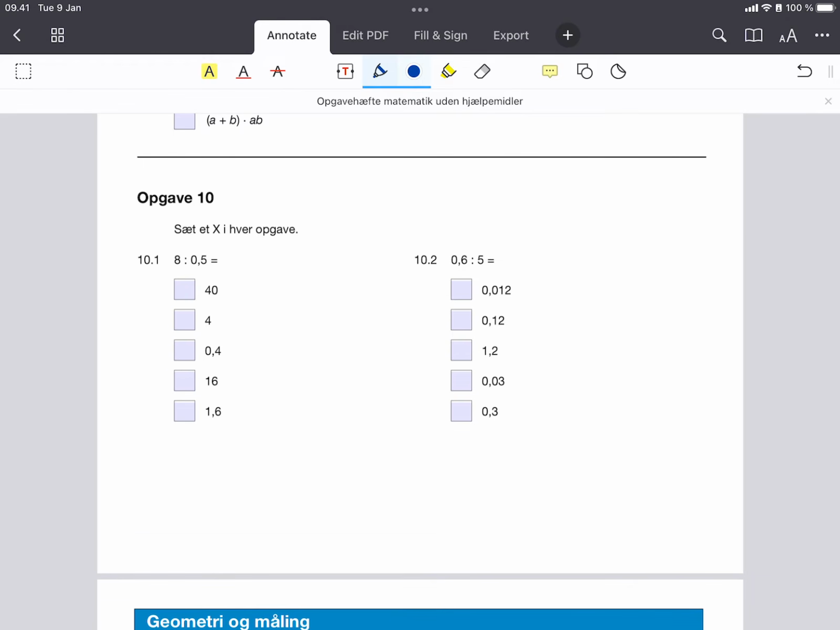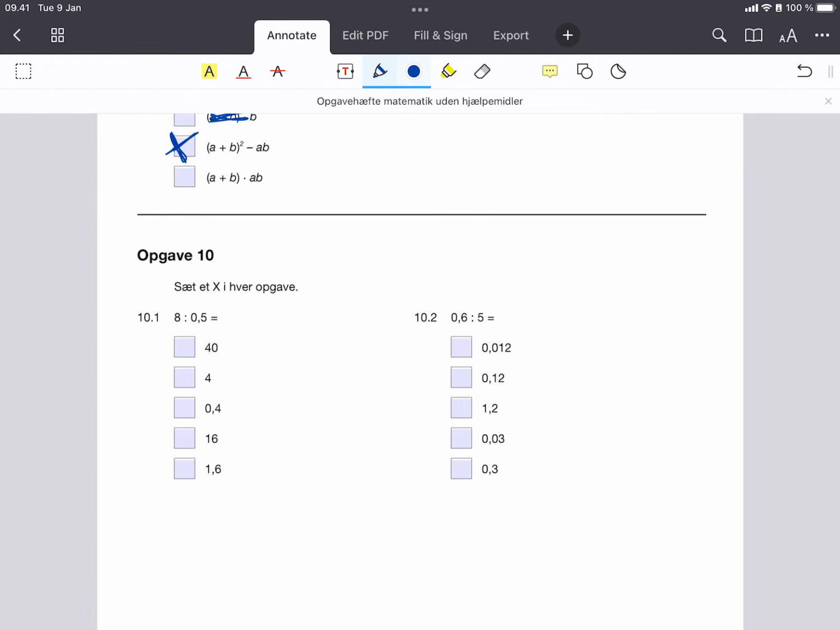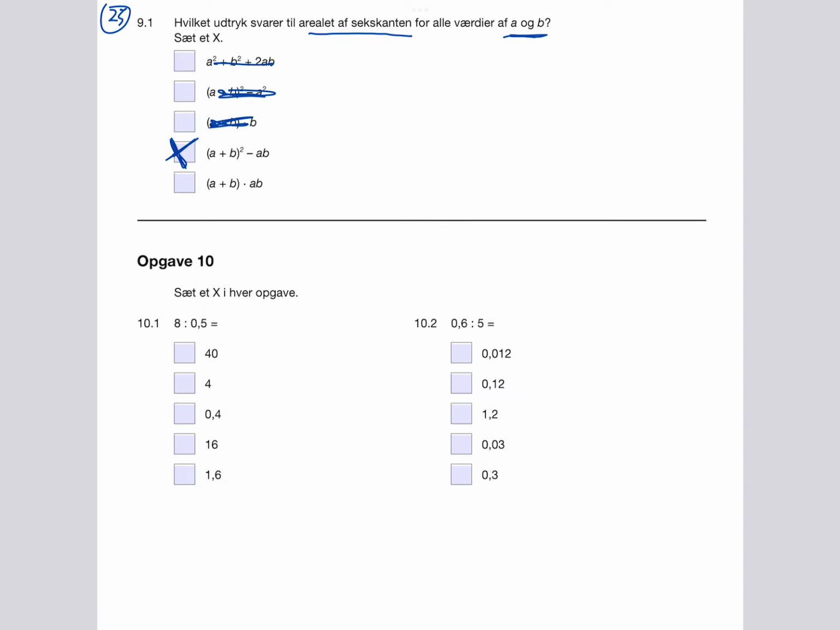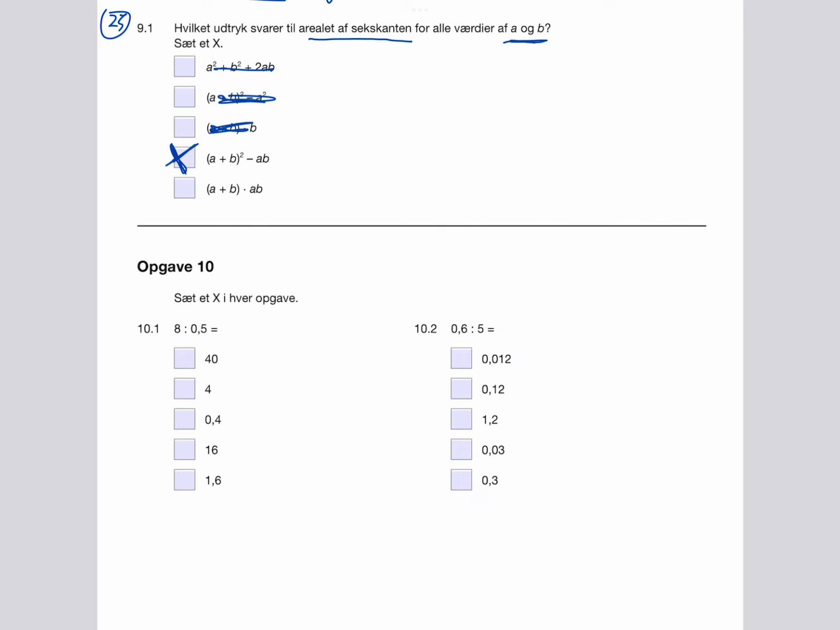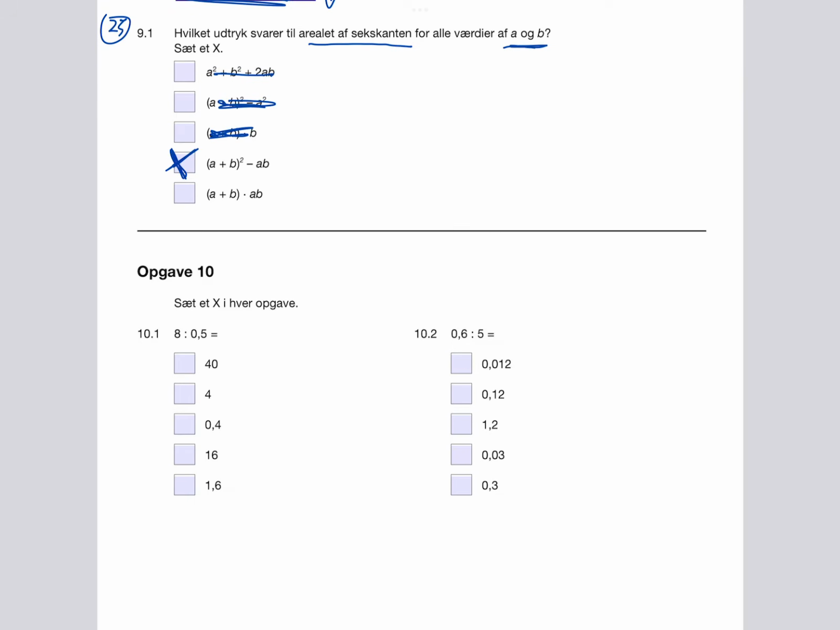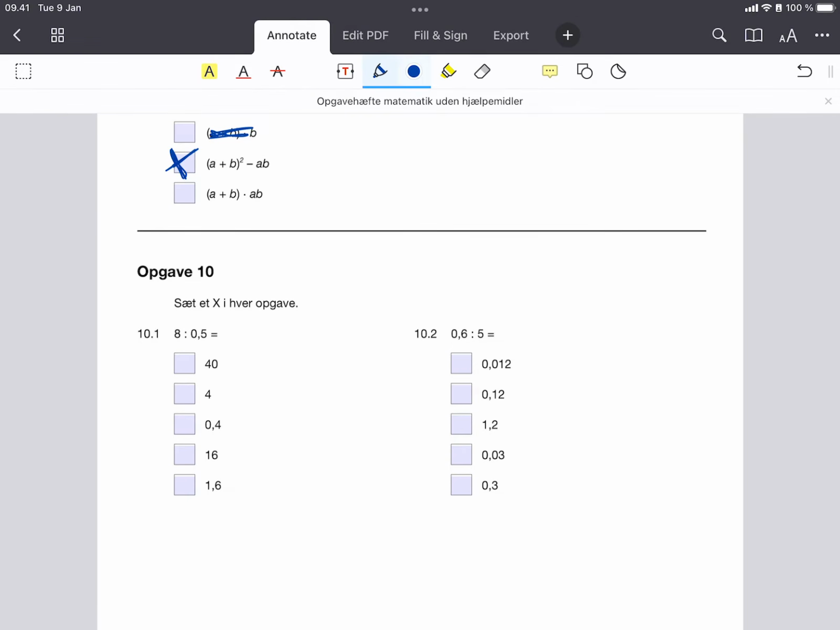Okay, on to question 26, I guess this is, and 27. 26 and 27. I think my Apple Pen is running out of battery.